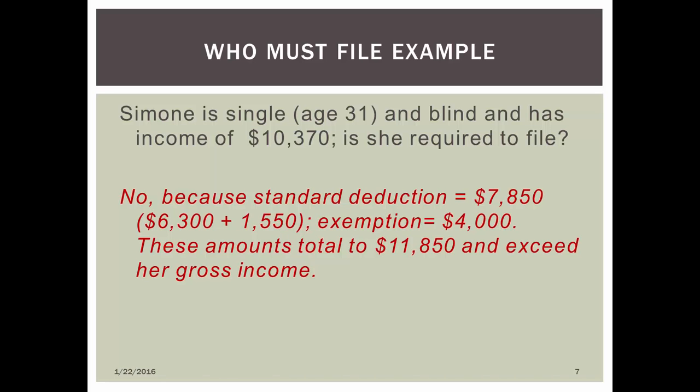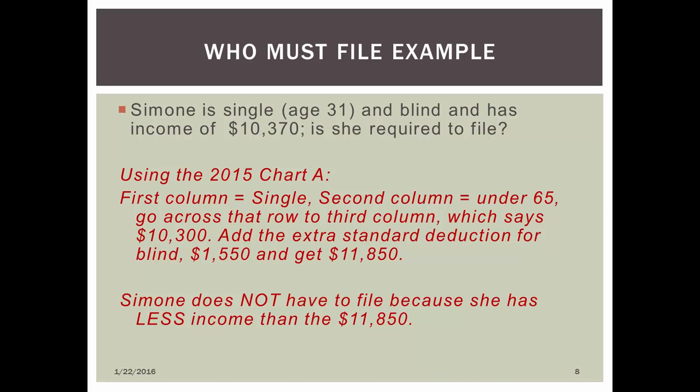Her standard deduction is $7,850. How did we get that? That's $6,300 plus $1,550 for being blind. Her exemption is $4,000. She has one exemption. I'm going to add the $7,850 and the $4,000 together. That's $11,850. She only made $10,370, so she is not required to file.